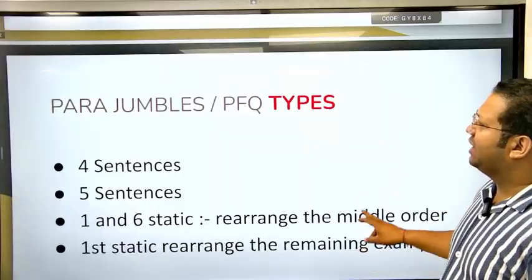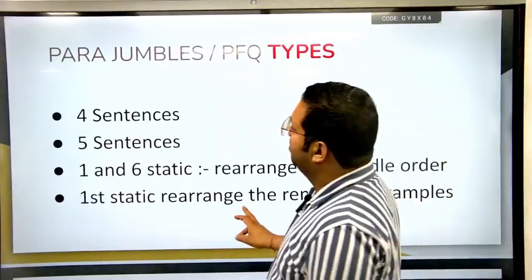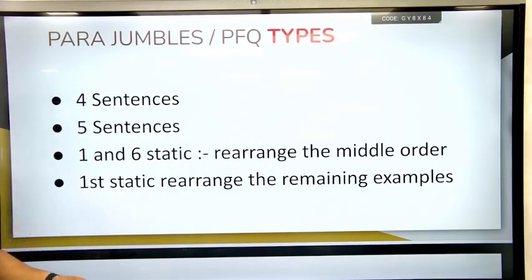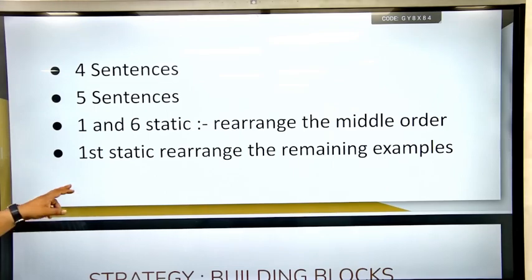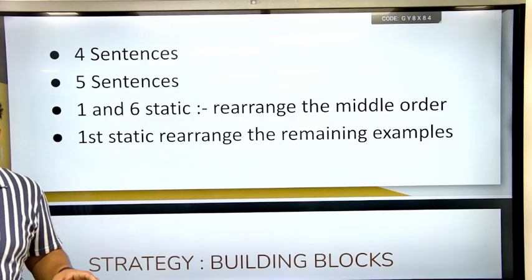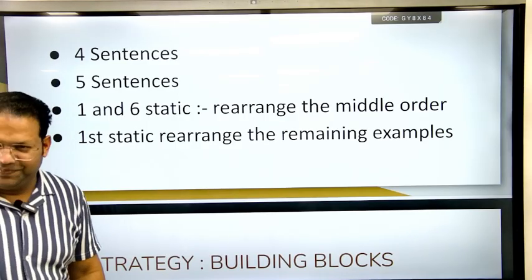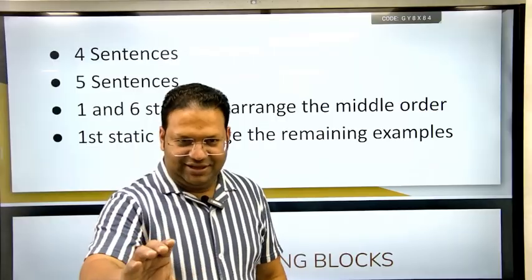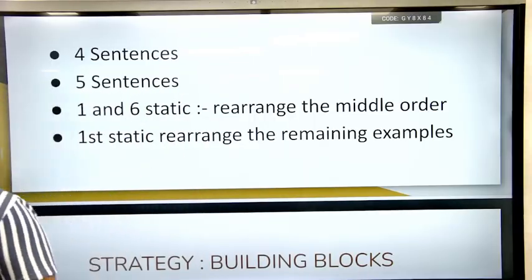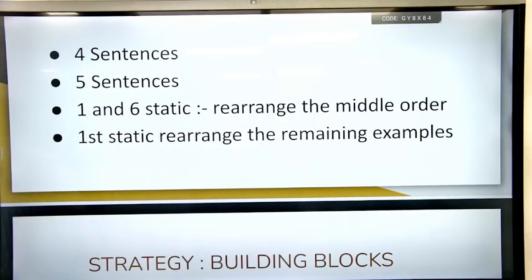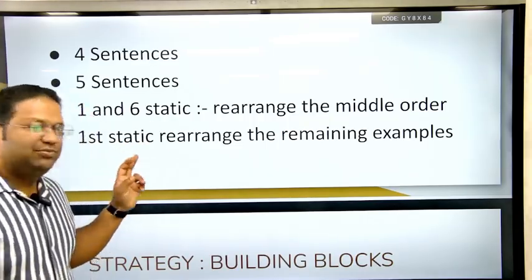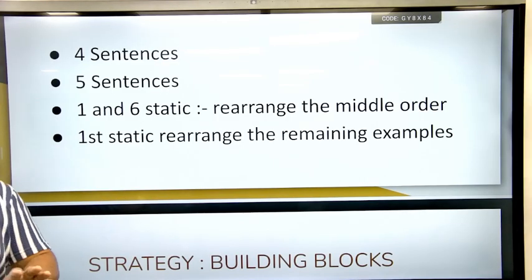Then we have parajumbles types, the type of questions that we are going to have. So that is 4 sentences, 5 sentences, 1 and 6 statics. Now this is very important. A static means something that would remain the same. Like one statement would remain the same, the second statement would remain the same. If however, I have shown you that only number 1, or in some sentences 1 and 6 both would be static, so you need not touch them.